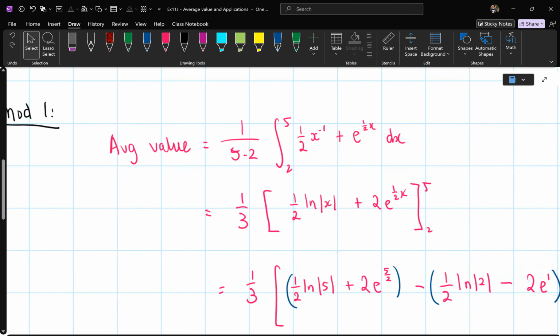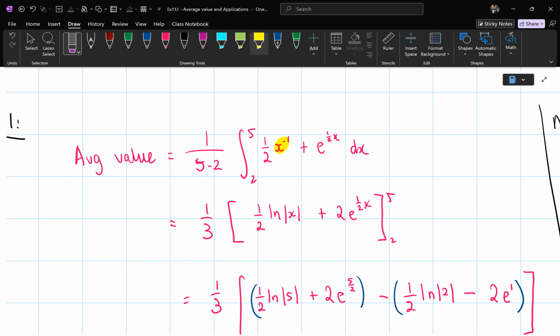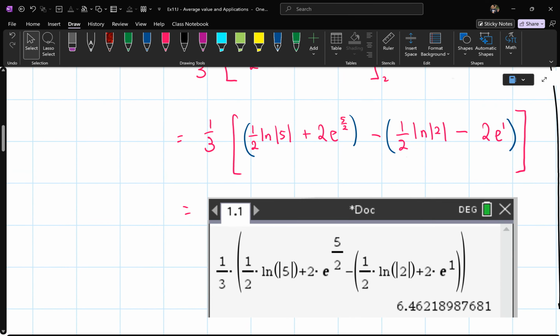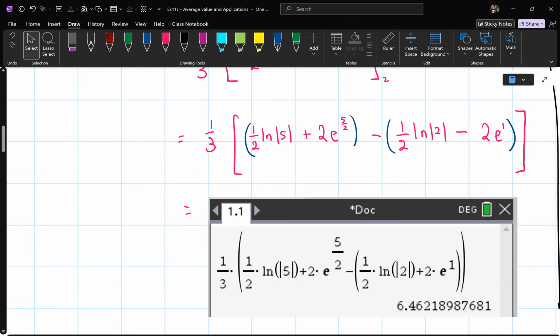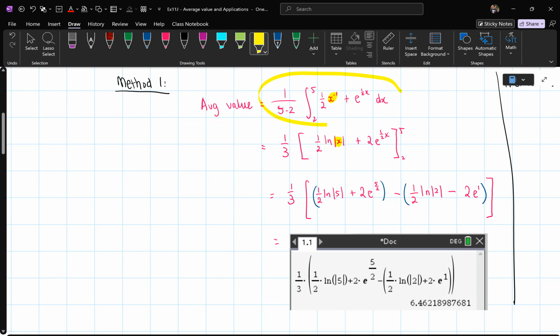So method one, this is how the cows would have done it, where you would have done x to the power of -1 and you take out half as a constant instead. So then it becomes log e of mod x. And if you follow that through, you should end up with this line. And if you type in your CAS, you should get 6.462, right? So I think that's what the cows would get if you found the average value from that step.